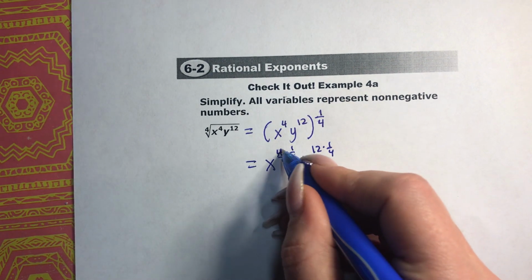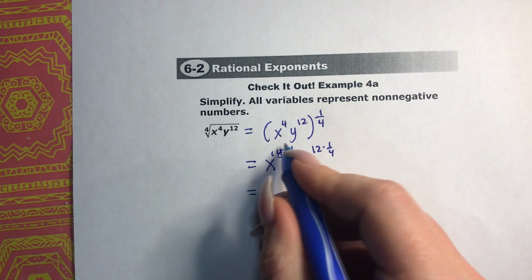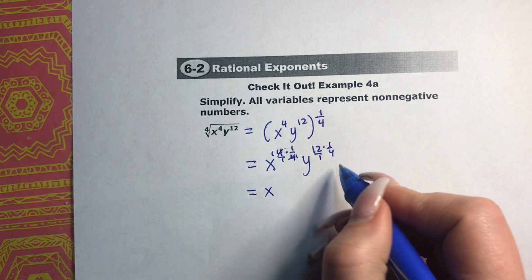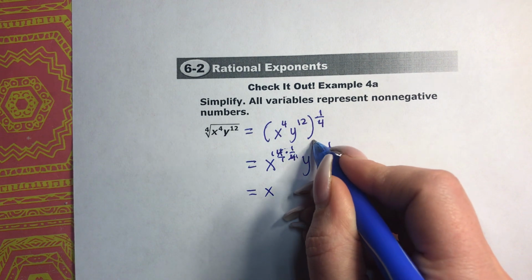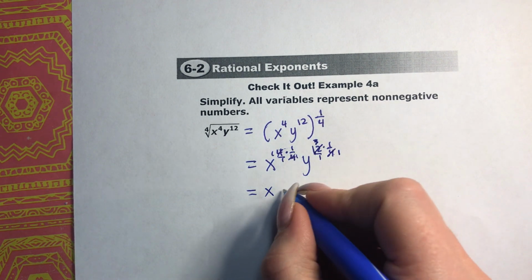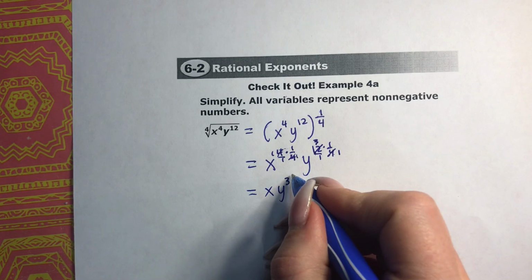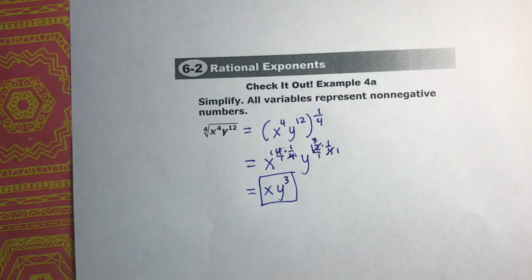So look to cross cancel. Those cross cancel, becomes 1. And we're left with x to the 1st power, just x. And then we look to cross cancel here. There's a common factor of 4. 4 goes into 4 one time. 4 goes into 12 3 times. Multiply across, and we get y to the 3rd power. And that's it. That's the answer. So if you got that one right, great job.